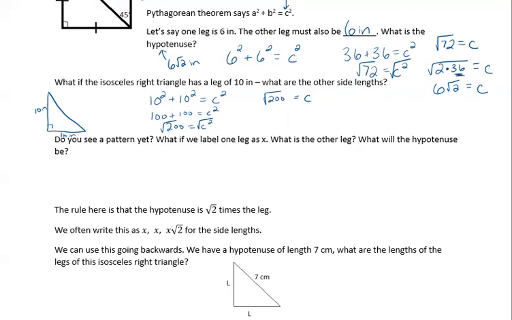How can we reduce this? Well, again, we just added 100 plus 100 to get 200. So we have 2 100s, 2 times 100 inside the square root.